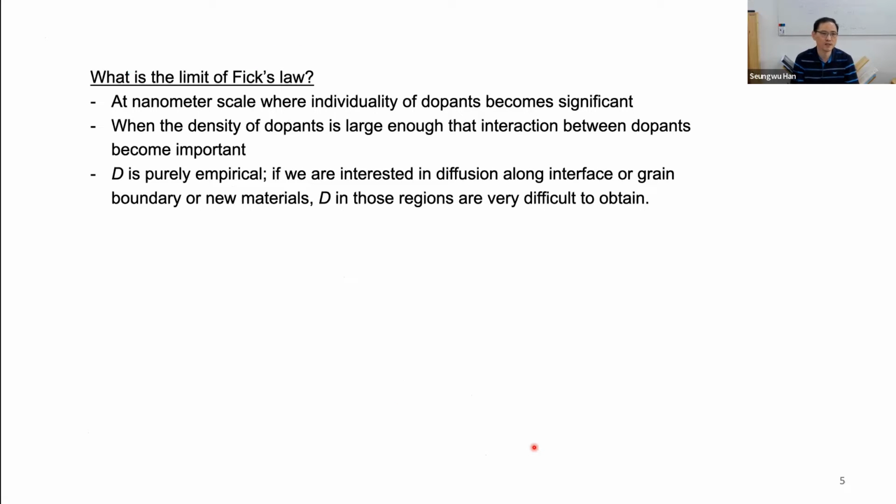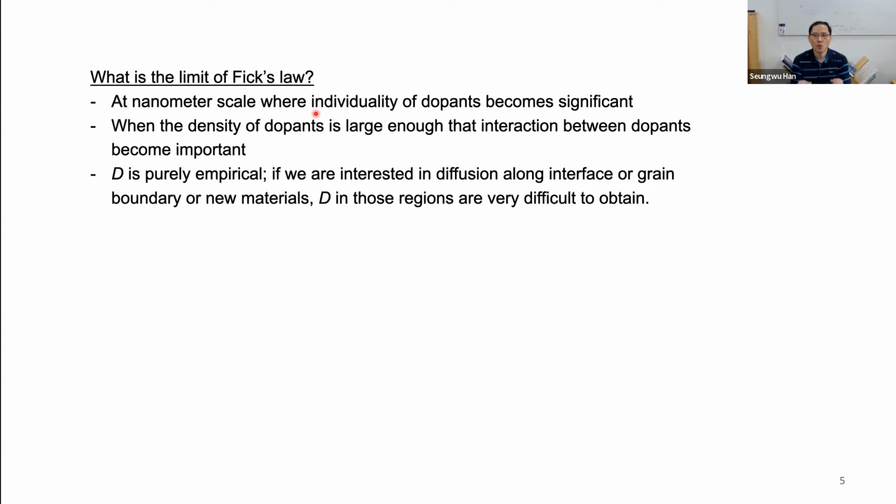But what are the limits of Fick's law? The first is at the atomic scale, the nanometer scale, where the individuality of the dopant becomes significant. In this case, the coarse-grain approximation does not work anymore. At the nanometer scale, at 10 or 100 angstroms, you can see the atoms. So for a more precise description of dopant diffusion, you have to introduce the individuality of the dopant.